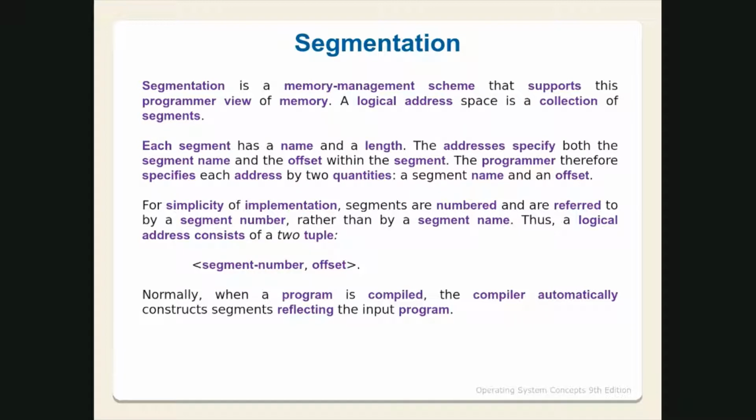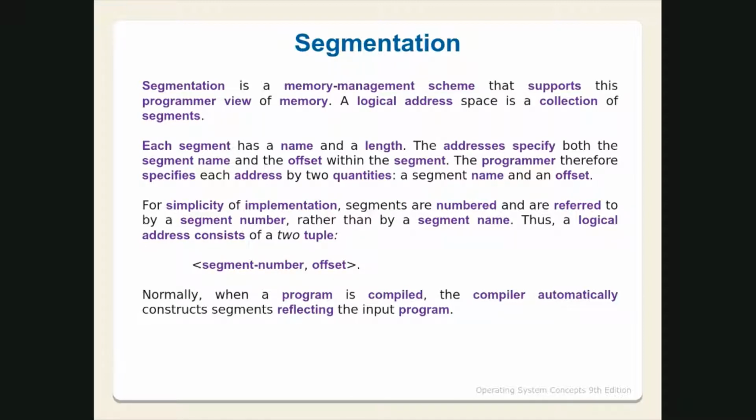Remember, the offset has to be with the segment. So you have to specify the address, and the address contains two parts. What are the two parts? The segment name and the offset. So your address contains the segment name, comma, offset, the two things. Then the segments are numbered, like segment name.